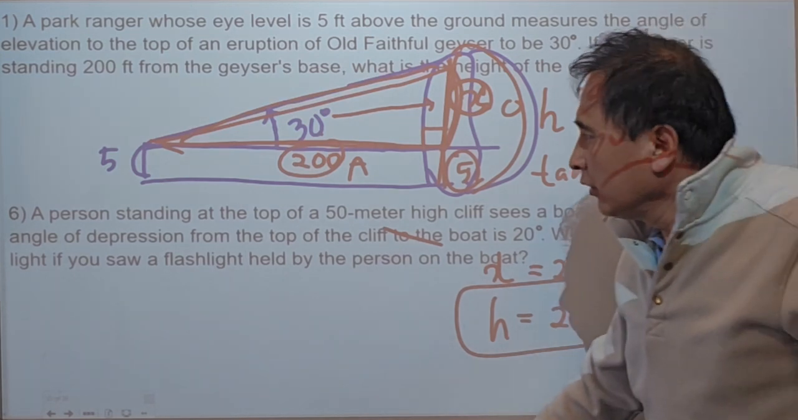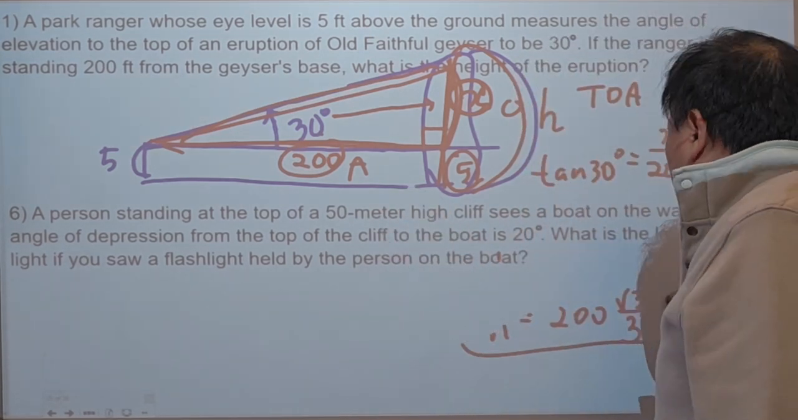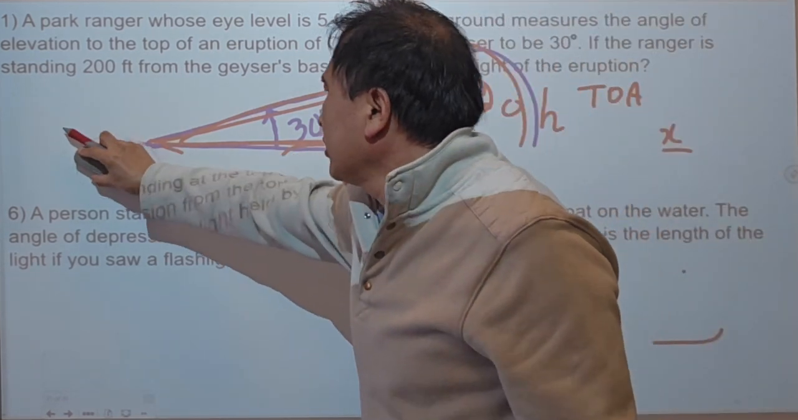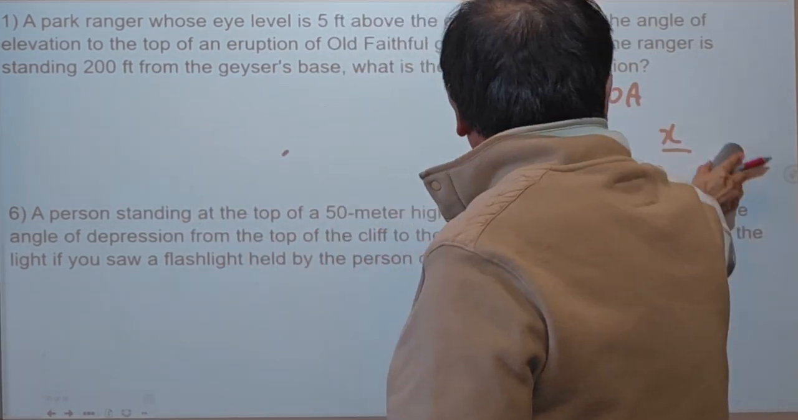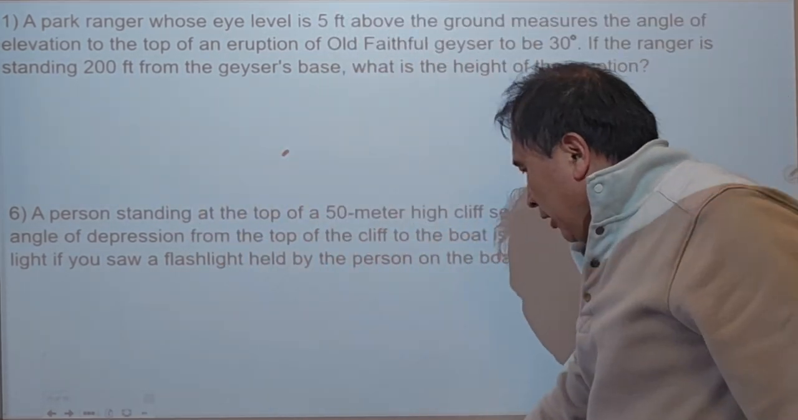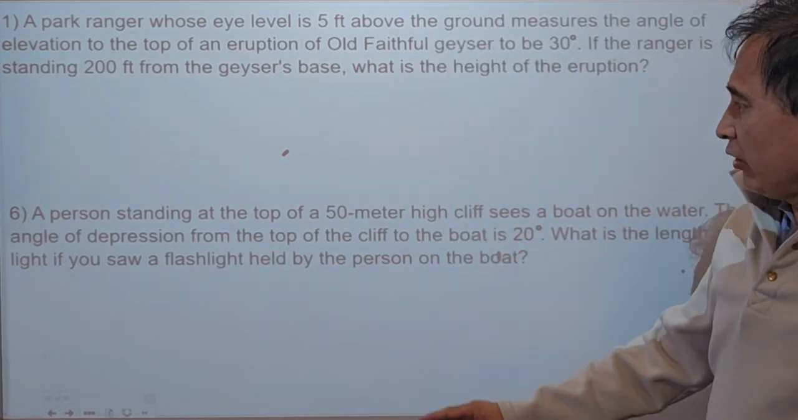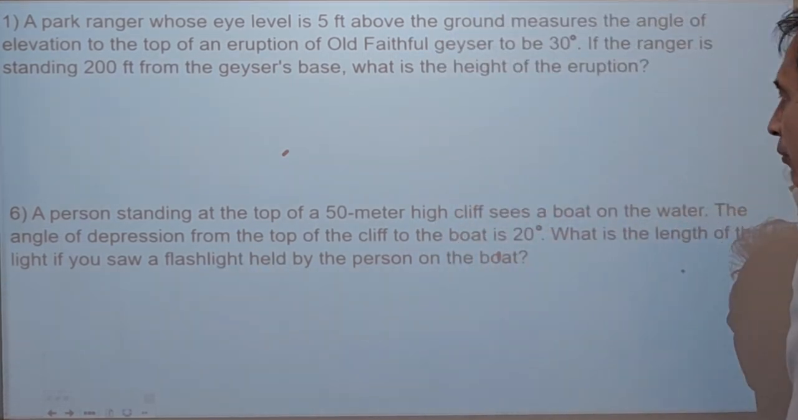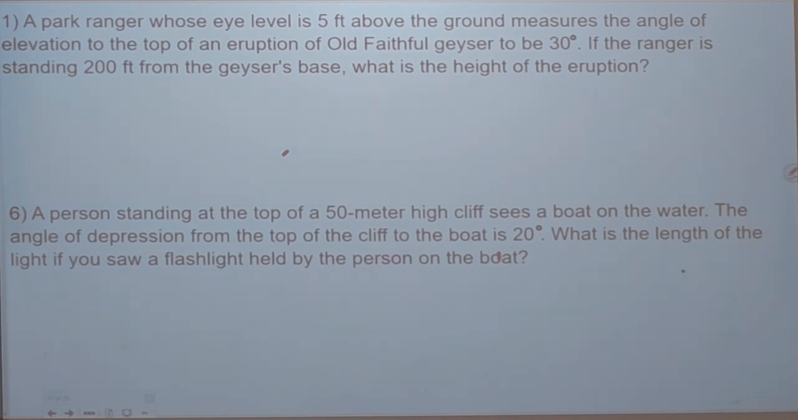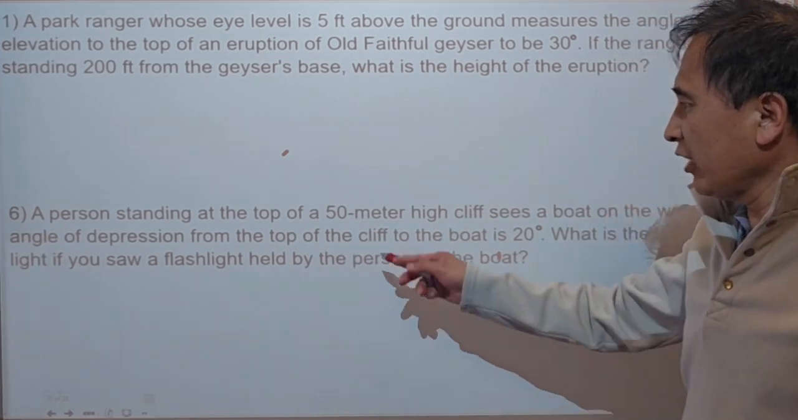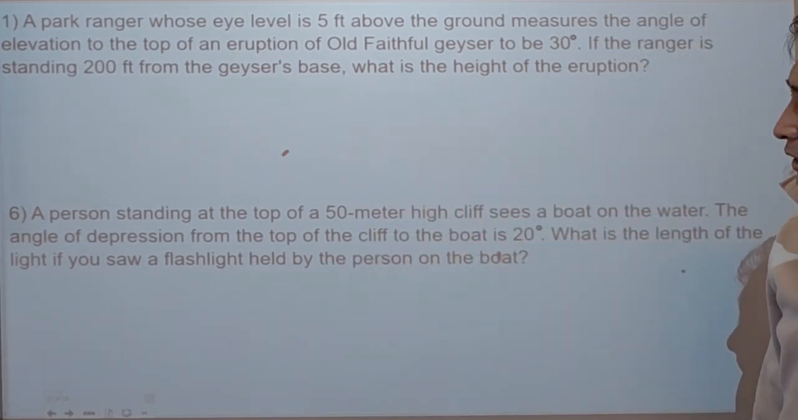Okay, now a little different problem we can solve here. It says: a person standing on the top of a 50-meter high cliff sees a boat on the water. The angle of depression from the top of the cliff to the boat is 20 degrees. What's the length of the light from a flashlight held by the person on the boat? Or you are on the boat and you see the flashlight, right?